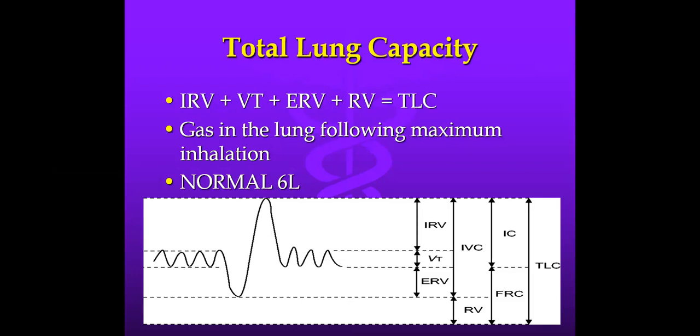Then finally, total lung capacity is everything that the lungs can do. All of the volumes and capacities of the lungs is everything. IRV plus VT plus ERV plus RV equals your TLC. You can also say your vital capacity plus your RV equals your TLC, right? It's different ways to get to it. But the amount is 6 liters.